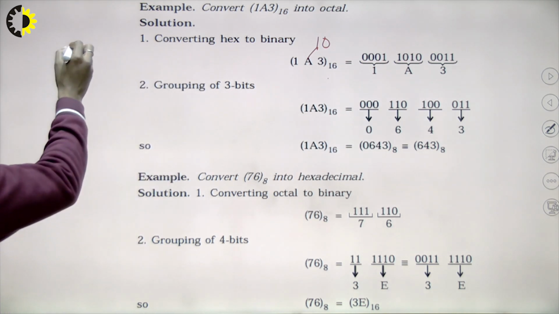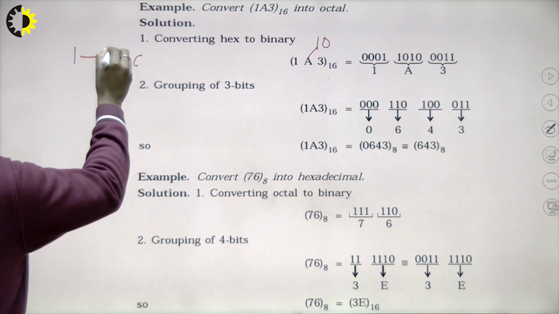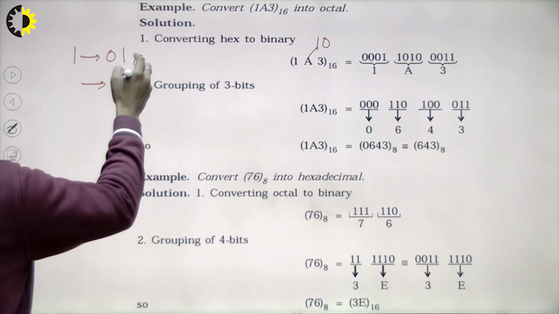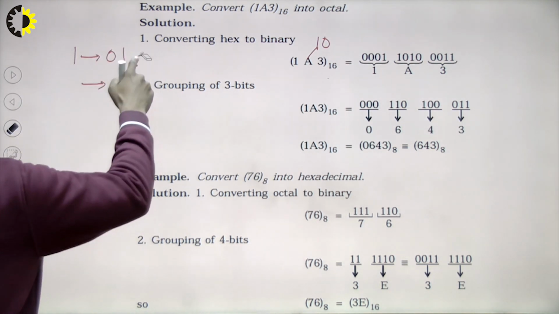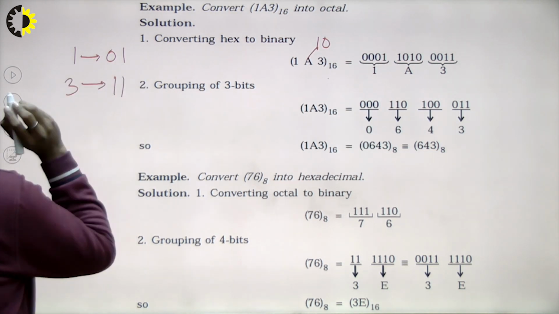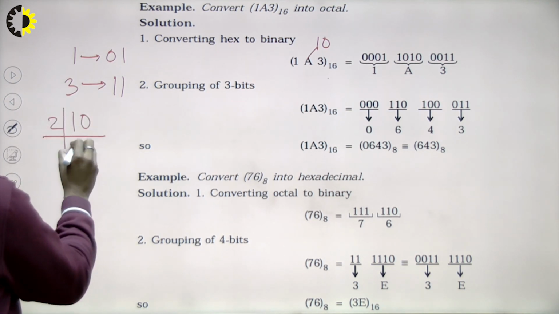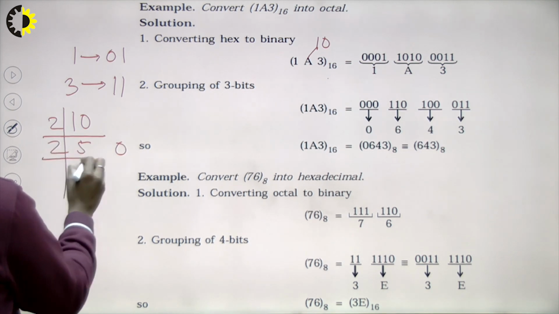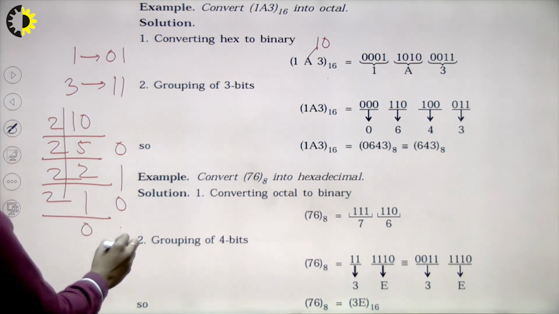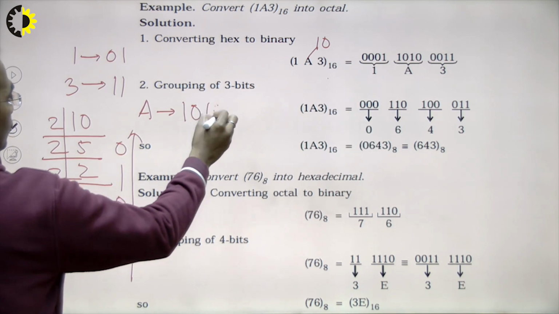A is 10. So, the binary equivalent of 1 is 01, the binary equivalent of 3 is 11, and the binary equivalent of 10 is found by dividing by 2: 5 remainder 0, 2 remainder 1, 1 remainder 0, 0 remainder 1. So, the binary equivalent of A will be 1010.